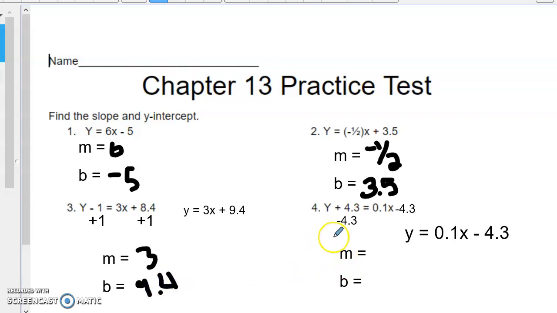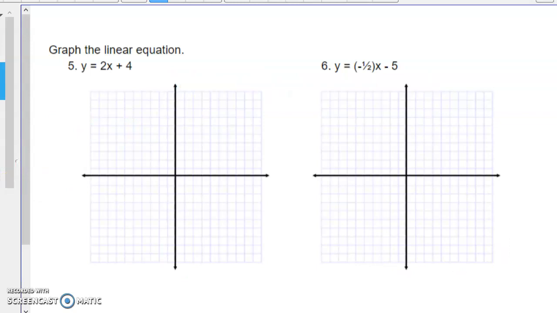For number 4, kind of the same thing. I have to subtract away this adding 4.3 by subtracting 4.3 from the other side. Now you'll notice I wrote this at the end because 0.1x and minusing 4.3, those are not like terms, so I can't put them together. So my simplified slope-intercept form would be y equals 0.1x minus 4.3. So that means my slope would be 0.1, and my y-intercept, of course, would be -4.3 because it's a minus 4.3.